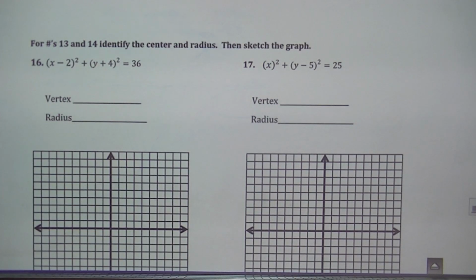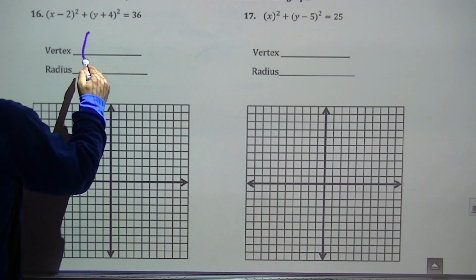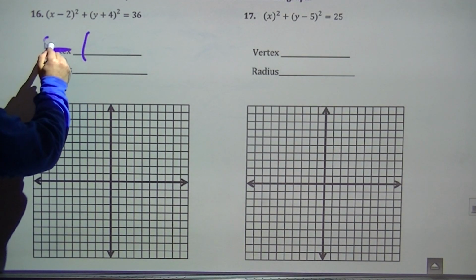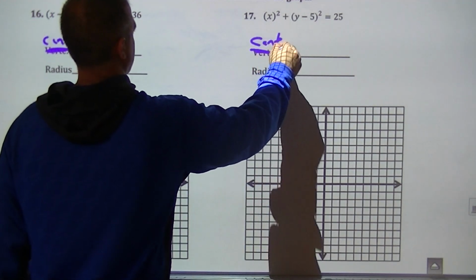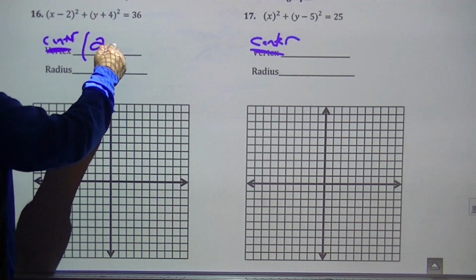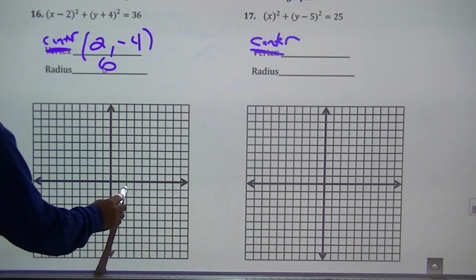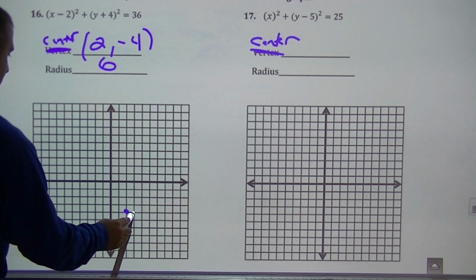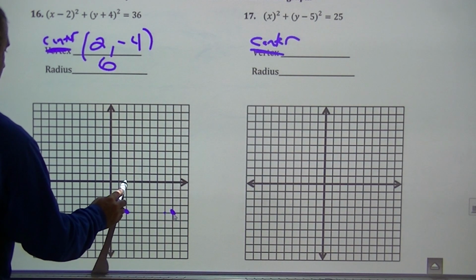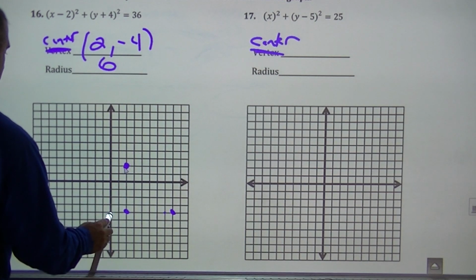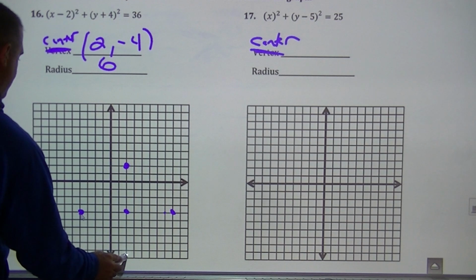Okay, last one is circle. This is pretty easy. Your circle, that should be center, not vertex. The center would be 2, -4. Radius would be 6. So what you do is go 6 each way: 1, 2, 3, 4, 5, 6.